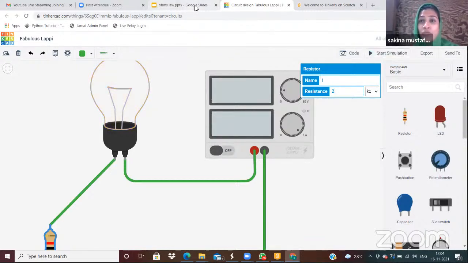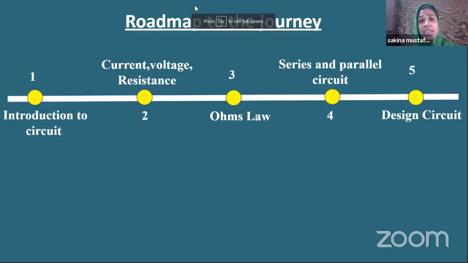So let's move and see the roadmap for the journey. First we are going to see what a circuit is. Then we'll learn what current, voltage, and resistance are. Third, we are going to see Ohm's law. Fourth, we are going to see series and parallel circuits. And finally, we are going to design some circuits on Ohm's law, series and parallel, and we'll understand this whole concept.